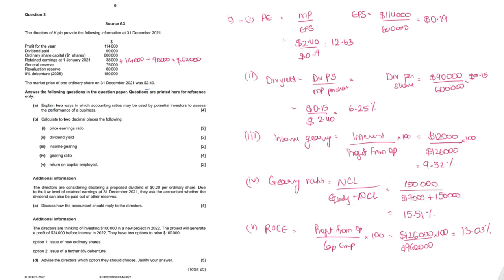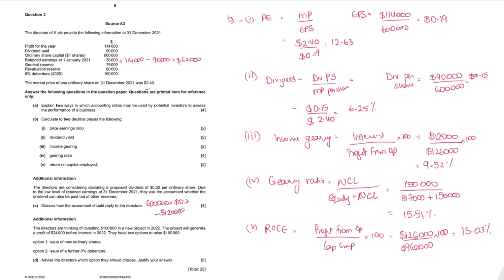Additional information: the directors are considering declaring a proposed dividend of $0.2 per ordinary share due to the low level of retained earnings. They ask the accountant whether the dividend can be paid out of the reserves or not. First, let's calculate how much dividend they are planning to pay in dollar terms. How many shares do they have? 600,000. So 600,000 times $0.2 is $120,000 of dividend they want to pay.